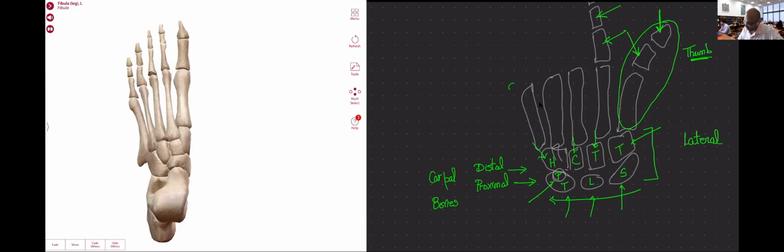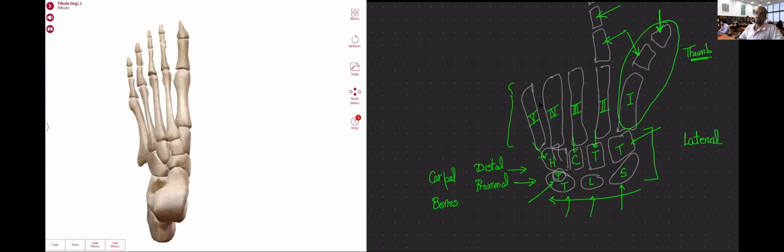Remember, the metacarpal bones, we didn't give them names, but we've given them numbers. So starting from the lateral side as well, the thumb is going to have first, next is going to be second, third, fourth, and fifth metacarpal bone.